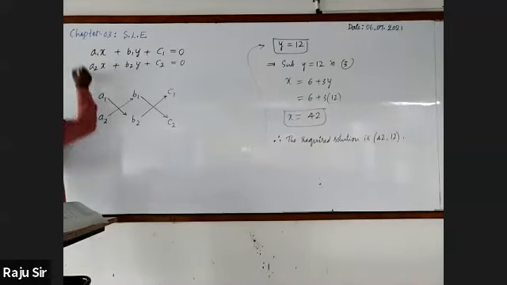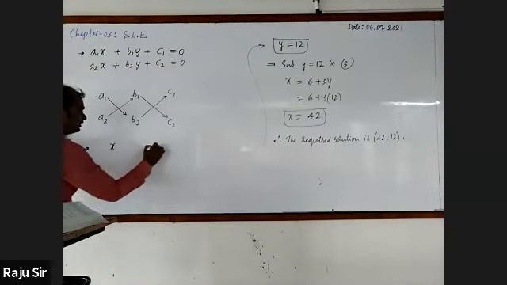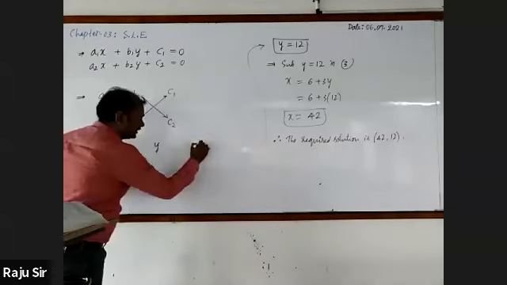Observe. But when you are solving the problem by cross multiplication method, you go for taking the variables x and y as well as the constant.